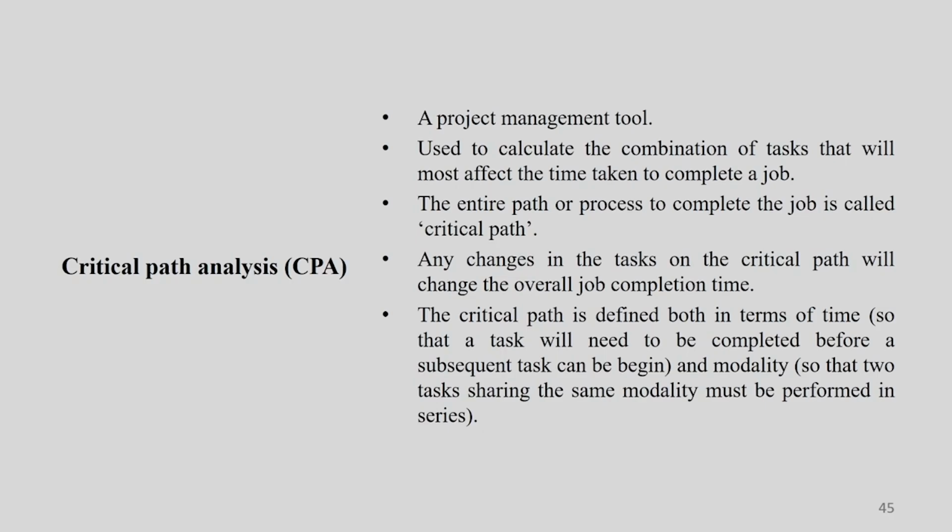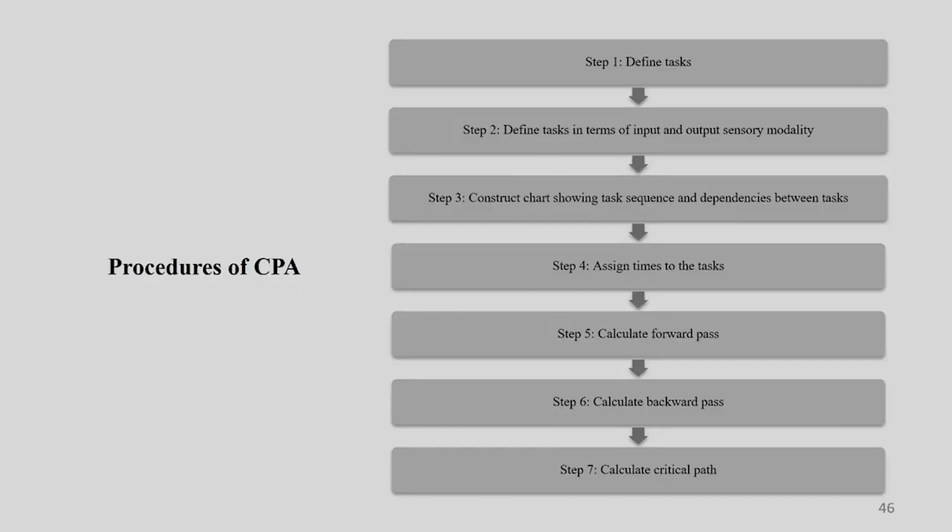And in modalities, two tasks sharing the same modalities must be performed in a particular series. If the series are not connected with each other, we may miss the sequence. If we miss that, then the performance of the system will deteriorate. This is all about the critical path analysis. Now let us understand the procedure. Of course, we will start with defining the task.